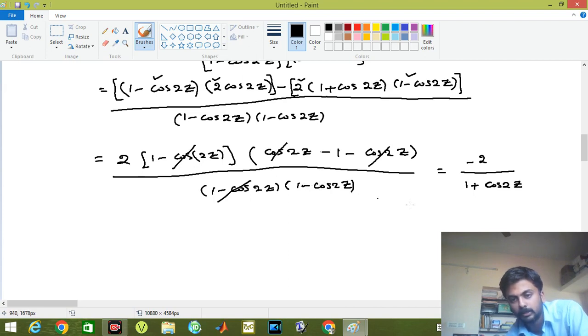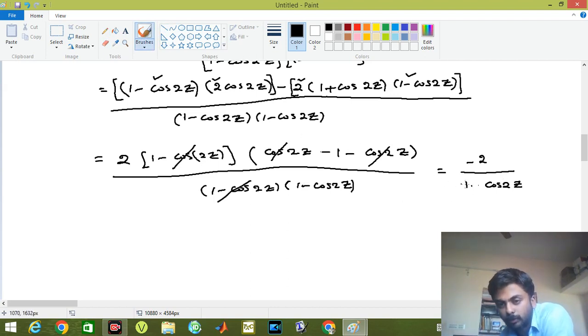It is minus, and here also you will get minus. So while solving the problem, we have to be very, very careful. Here also it will be minus. Also it will be minus 1 minus cos 2z minus 2 divided by 1 minus cos 2z, that is equal to, how to write this, 1 minus cos 2z.